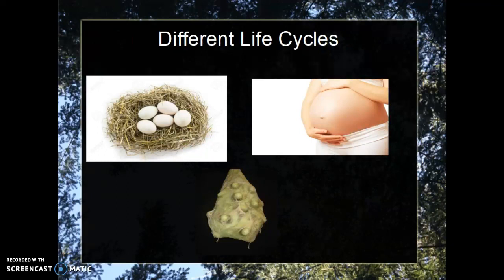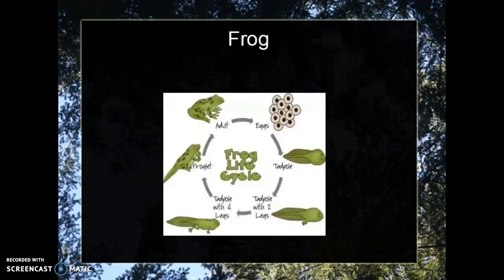Life cycles start in different ways. From the human baby that grows in its mother's womb, to the chicken that lays its eggs into a nest, to even a spider that lays multiple eggs inside of a protective sac. Let's take a look at how the frog begins its life cycle.